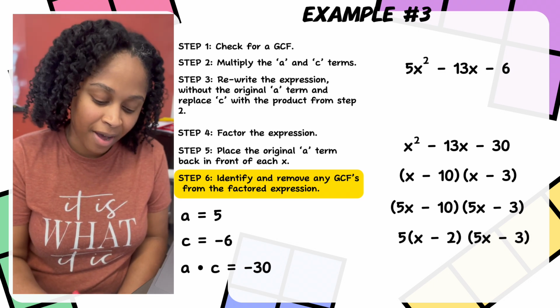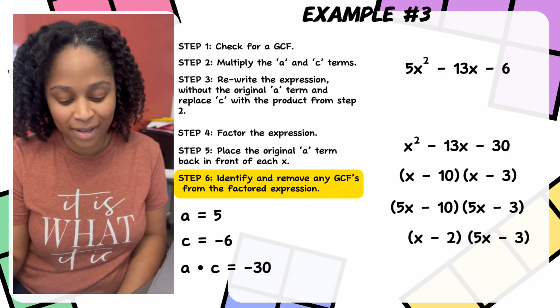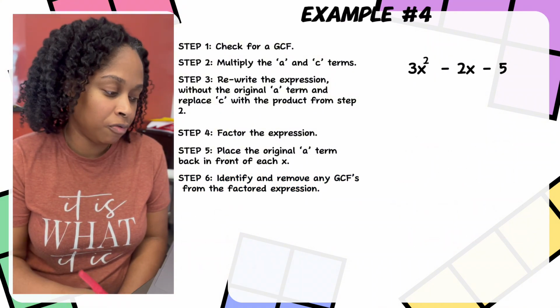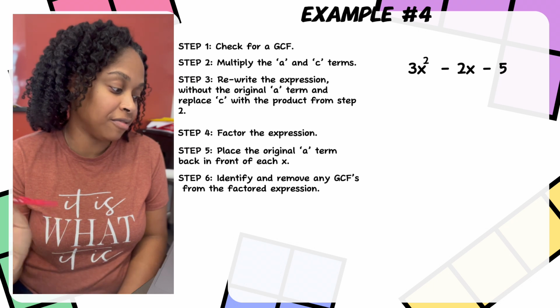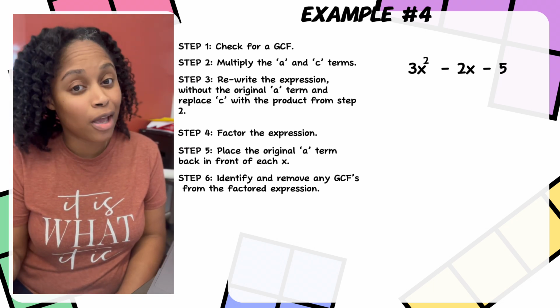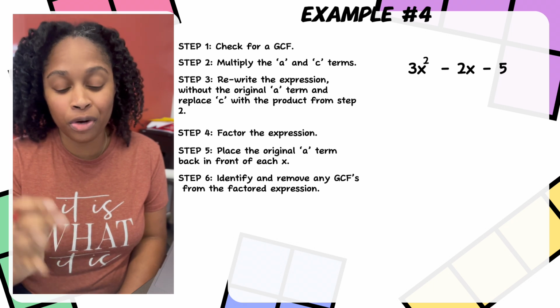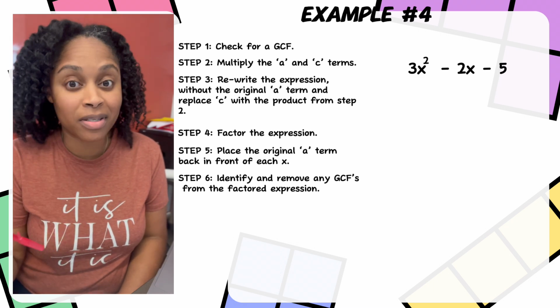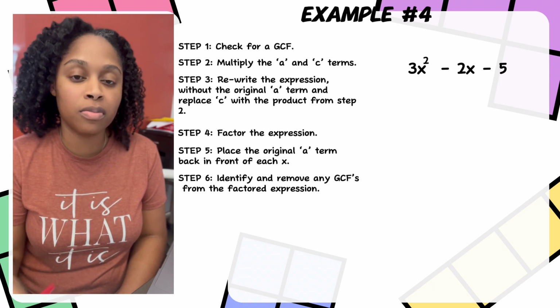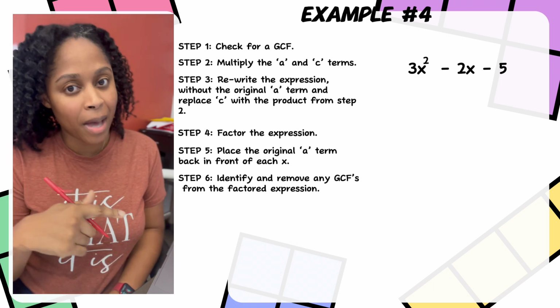And then I get rid of that 5, leaving me with an answer of x minus 2, 5x minus 3. Now we're moving on to question 4. So we have to factor 3x squared minus 2x minus 5. And I'd like you to pause the lesson and try this on your own. All right, so take some time out, go step by step, follow the steps that we did in the last 3 problems, and go through this, and then come back.